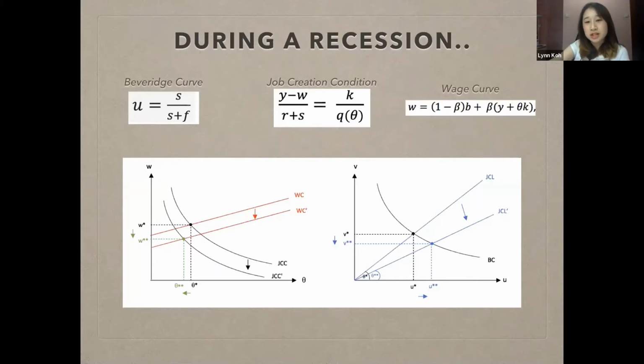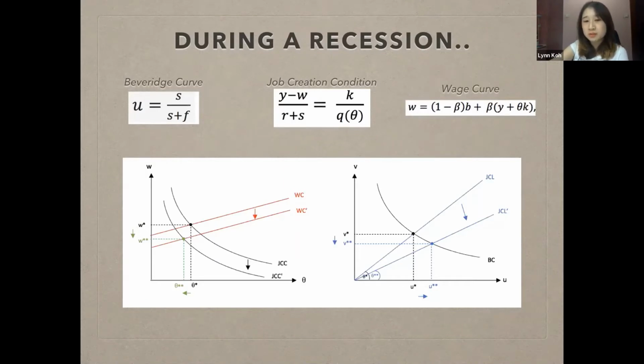During a recession, the aggregate demand of an economy decreases, which is represented by a fall in Y. A decrease in Y would shift both the job creation curve and the wage curve downwards. And as you can see on the diagram, in turn, this decreases wage rates, labor market tightness, and vacancy rates, while increasing unemployment rates in an economy.